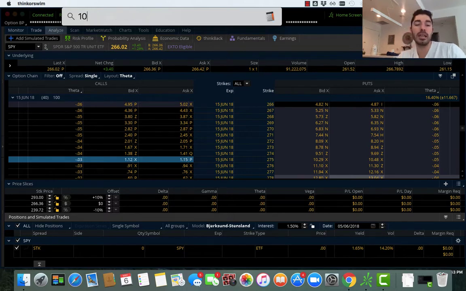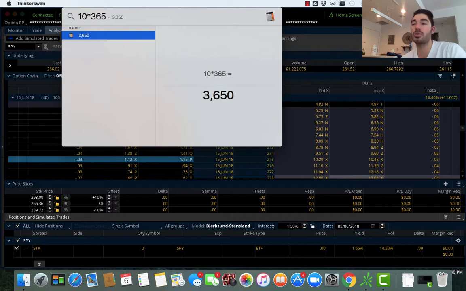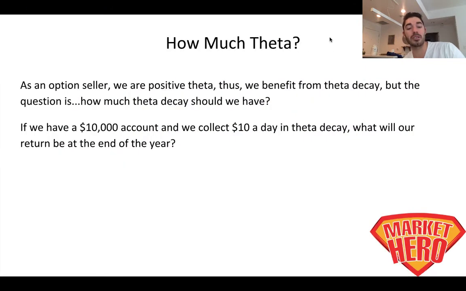So if we have $10 a day that is actually coming out of the value of the options that we're selling, and that happens 365 days a year, we're expected to make about $3,650 for the year.